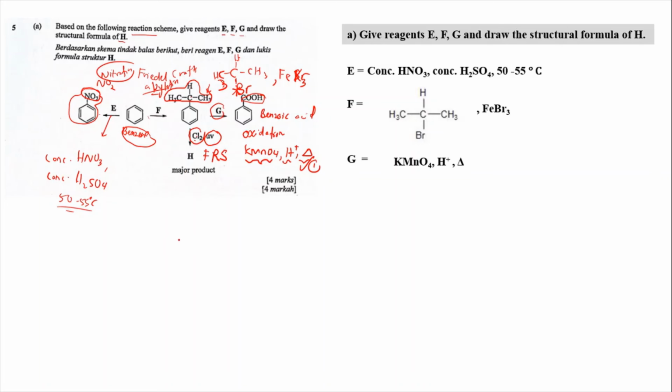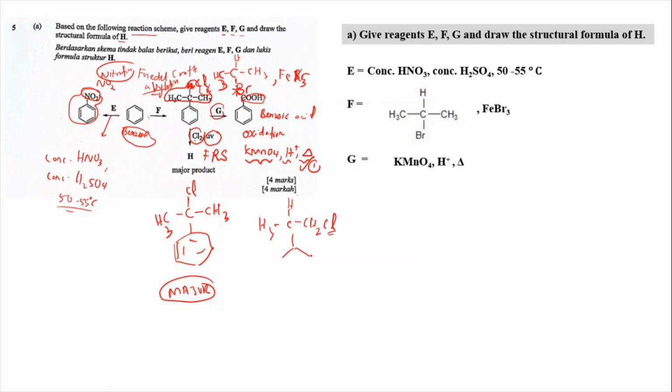So what we're going to produce here is CCl, then the others are CH3 and CH3. The chlorine will substitute the hydrogen here in order to produce the major product. If minor, we will get the answer to be something like CH2Cl. But the question asks for the major product, so we're going to draw the major product only, which is a tertiary haloalkane. Okay, so that's all for question 5A.